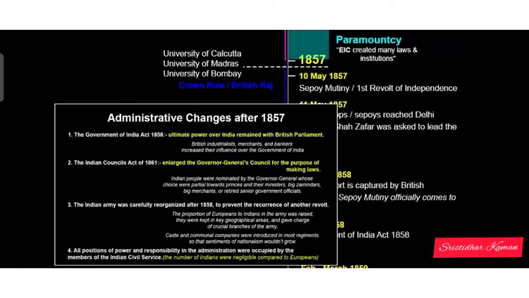I'm going to consolidate all the administrative changes that the British brought after the 1857 revolt. Have a look at it so that you can understand what the intention of the British was after the 1857 revolt.